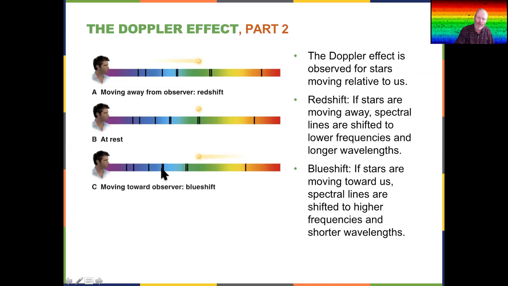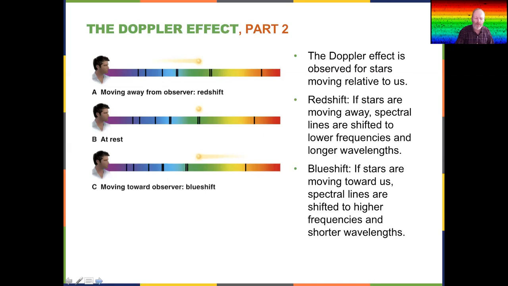So we get a blue shift. Notice that all of these lines are closer to the blue. If it's going away from us, we get that stretching effect. Notice all of them are shifted more towards the red. So red shift is away from us, blue shift is towards us.